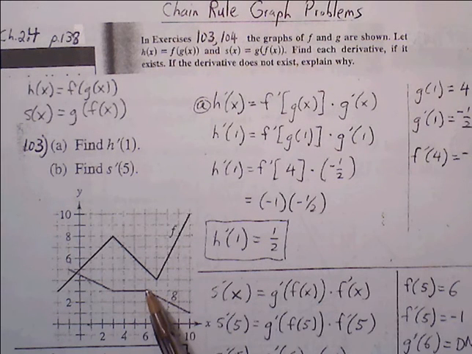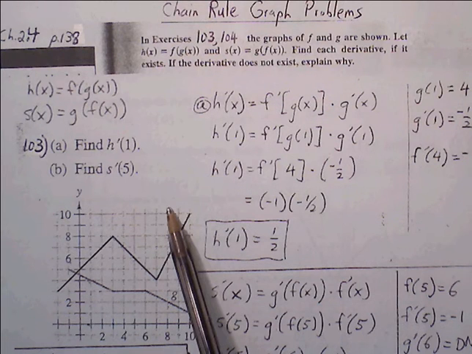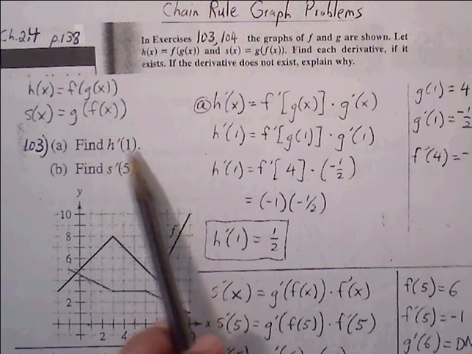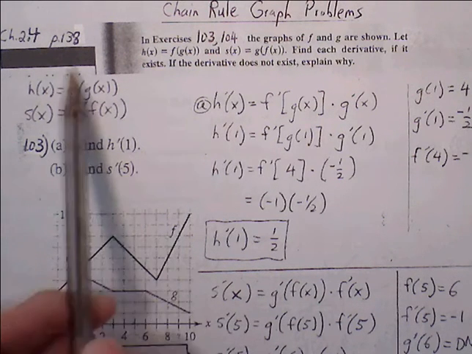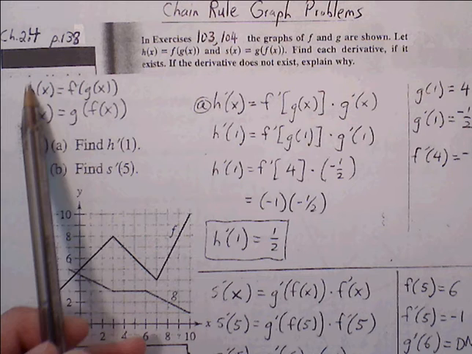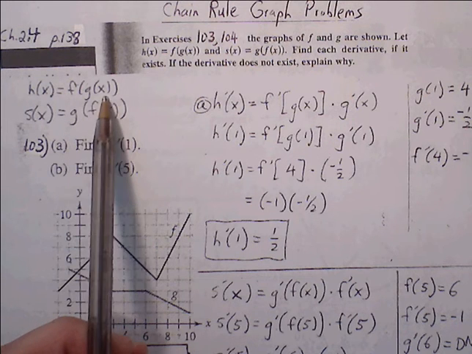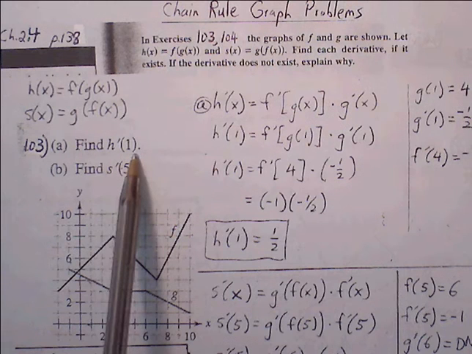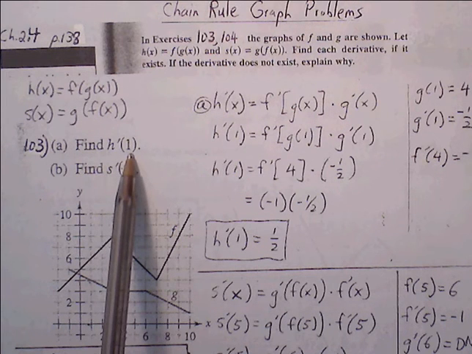Let h of x equal f of g of x, and let s of x equal g of f of x. Find each derivative if it exists. If the derivative does not exist, explain why. So 103 says find h prime of 1. If we want to find h prime of 1, we look to see what h of x gives us. H of x is f of g of x. So this is a two-step process. We first need to identify what h prime of x is, and then we can find h prime of 1.